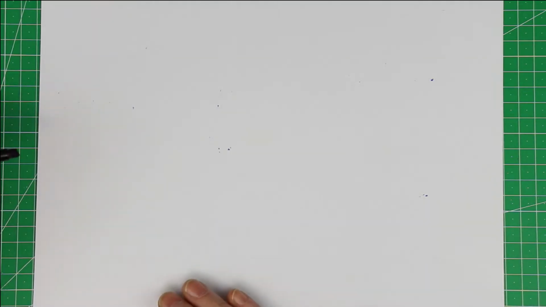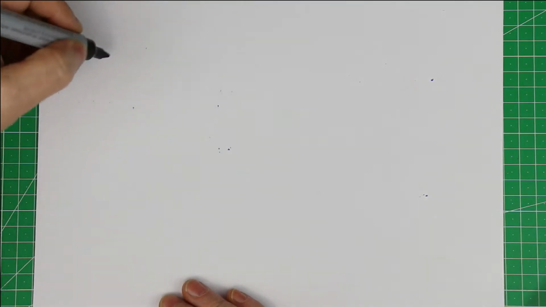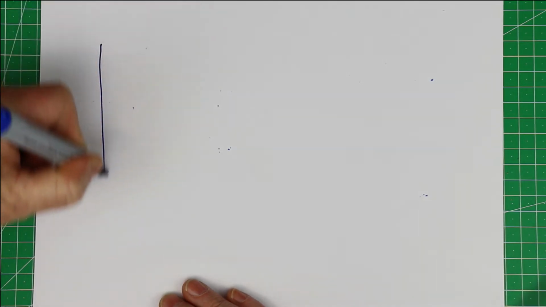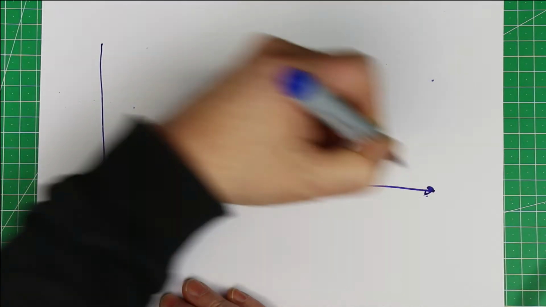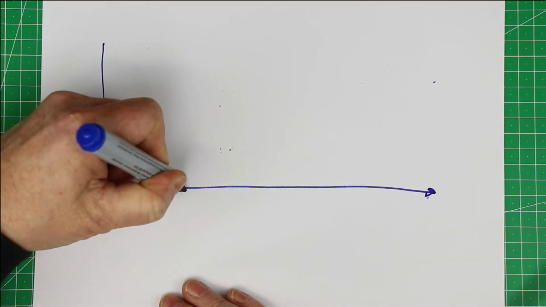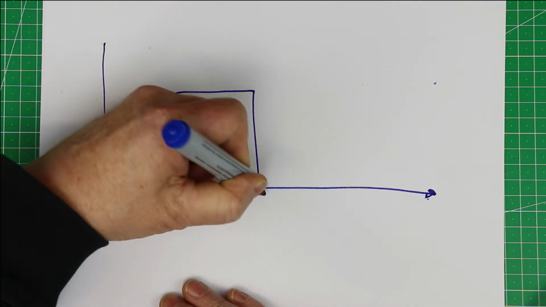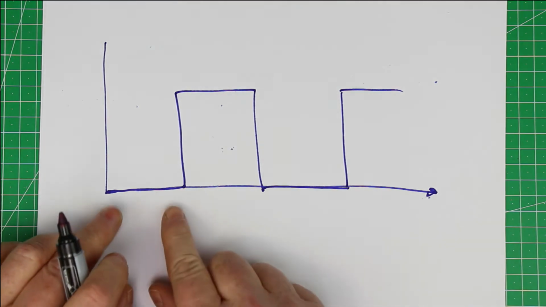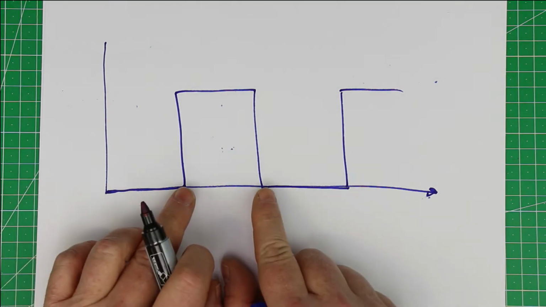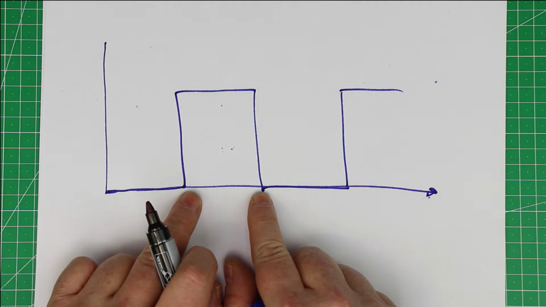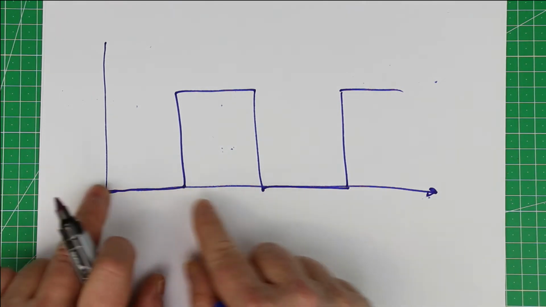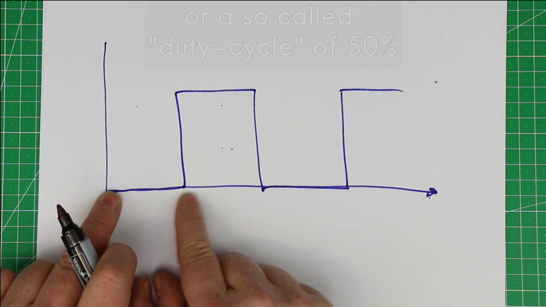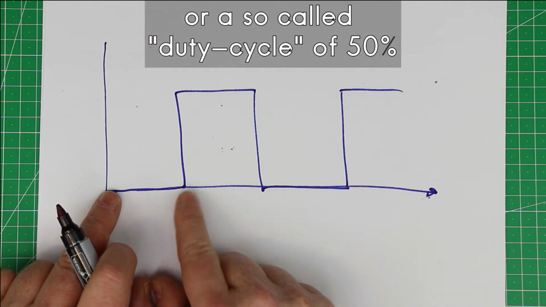Now, for an example calculation, let's take one of the seemingly most simple waveforms. We take a symmetrical square wave. Symmetrical means that the off time has the same duration as the on time, which you also can say it has a PWM ratio of 50%.